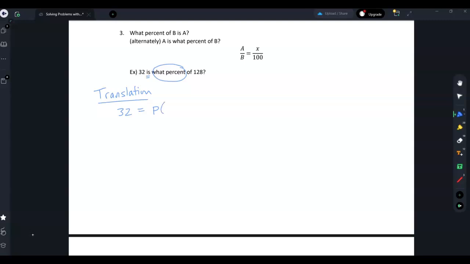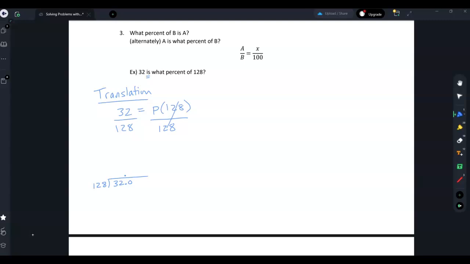Of means multiply. And in this case, I'm going to multiply it by 128. So what percent of 128 would translate to P times 128? And then to solve this for P, to get P by itself, I'm going to need to divide both sides by 128. So I'm just going to go off to where I have some room and do 32 divided by 128. Of course, 128 does not go into 32 evenly, so I'm going to go ahead and insert my decimal where it is, line that up in my quotient, and start the process of attaching zeros.